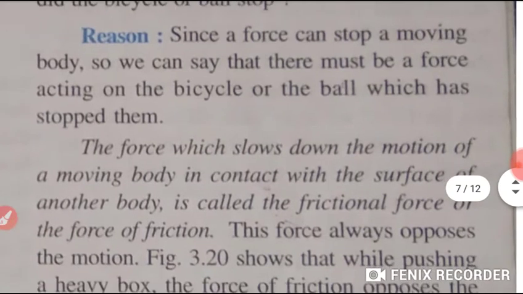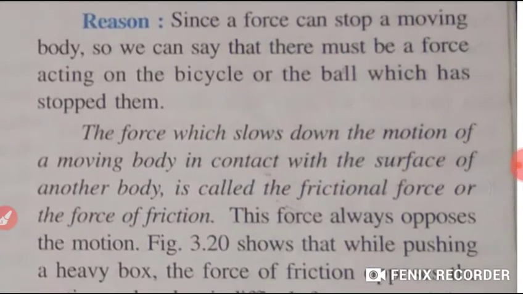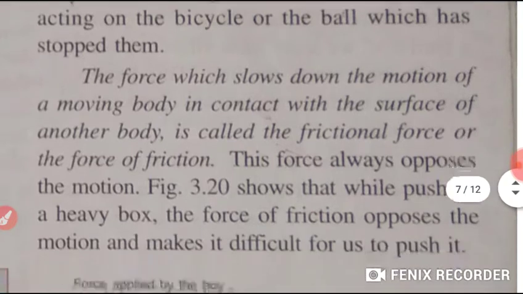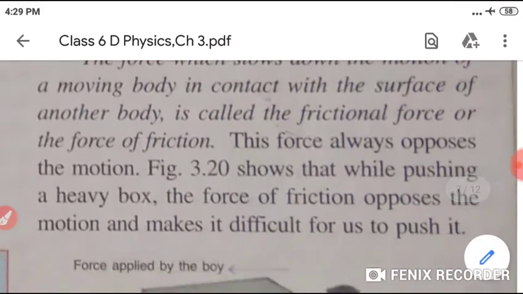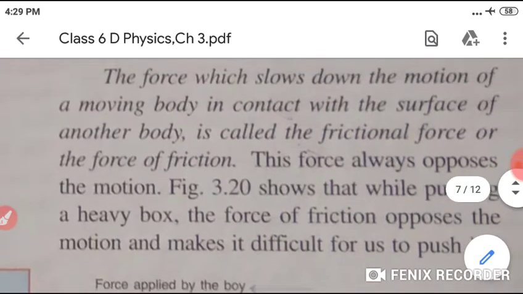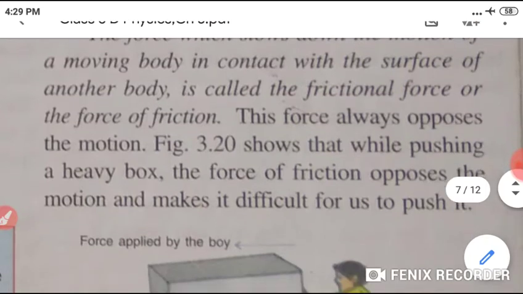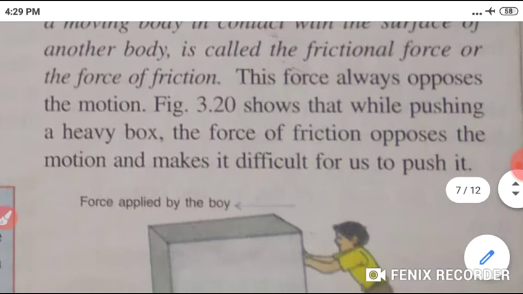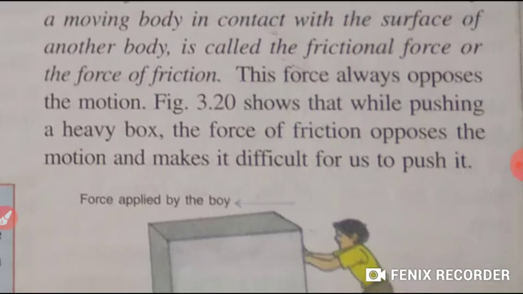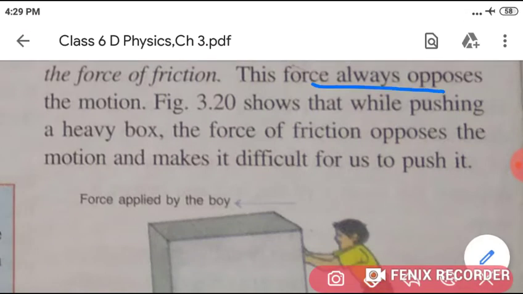The reason is this, that a force can stop a moving body, so we can say that there must be a force acting on the bicycle or the body which has stopped them. So, students, the force which slows down the motion of a moving body in contact with the surface of another body is called frictional force. Okay, and this force always opposes motion, that means it stops motion.